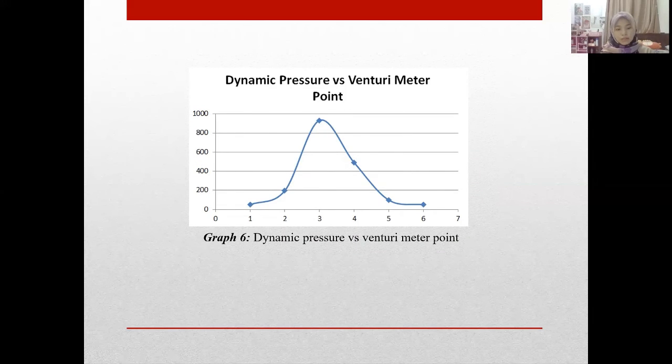Next, this is the last graph. This result shows the dynamic pressure versus Venturi meter point. For this graph, we can see that the highest data lies at 0.3, and the value for 0.3 is 932.0 Pascal. The lowest value of dynamic pressure lies at 0.1 and 0.2, at a value equal to 49.1 Pascal. So that's all from me. Thank you.